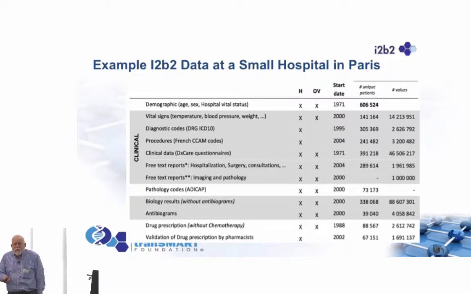If you look at an example of I2B2 data, this is data coming out of a small hospital in Paris. What's important here is that in a small hospital, they have 600,000 unique patients. They have over 80 million, almost 100 million data points that are collected from these sets of patients. And there's an awful lot of information one can go forward and look at. There's over 14 million vital signs collected on these 600,000 patients. There's over 46 million data points coming from clinical surveys on these patients.